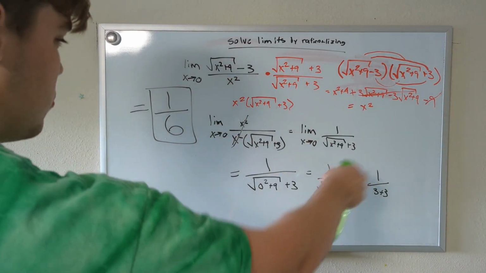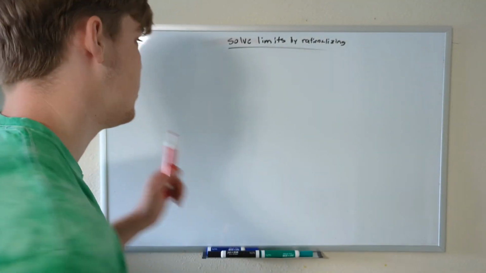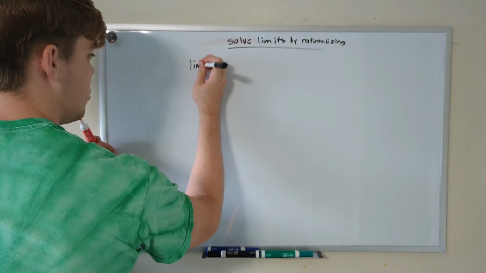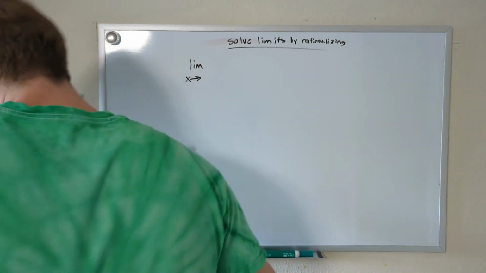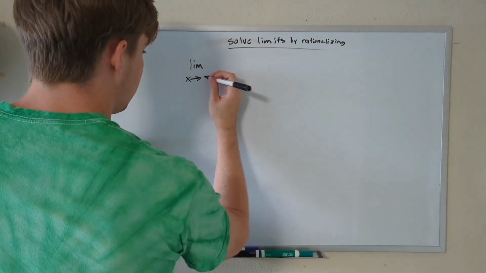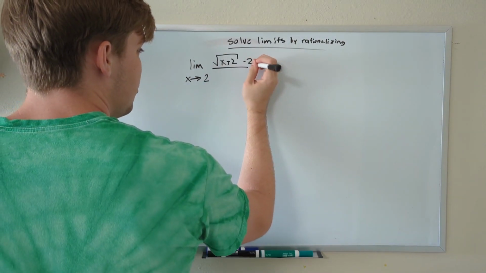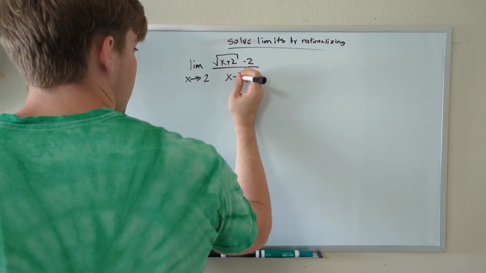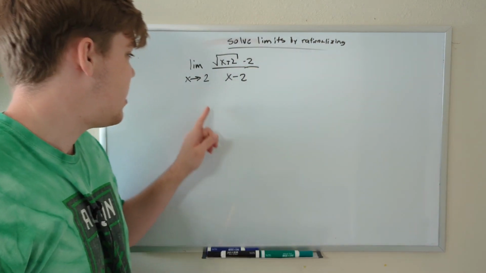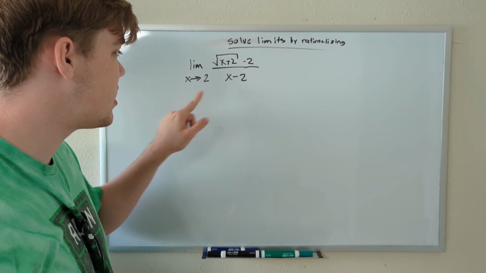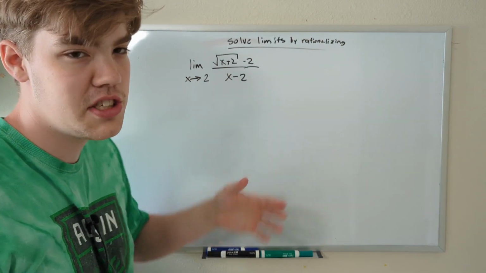Our second and final example for this video is the limit as x approaches, and let me check my notes, as x approaches 2 of the square root of x plus 2 minus 2, divided by x minus 2. Now the obvious red flag here is if we plug in 2 for our x values, we get 2 minus 2, which is equal to 0.